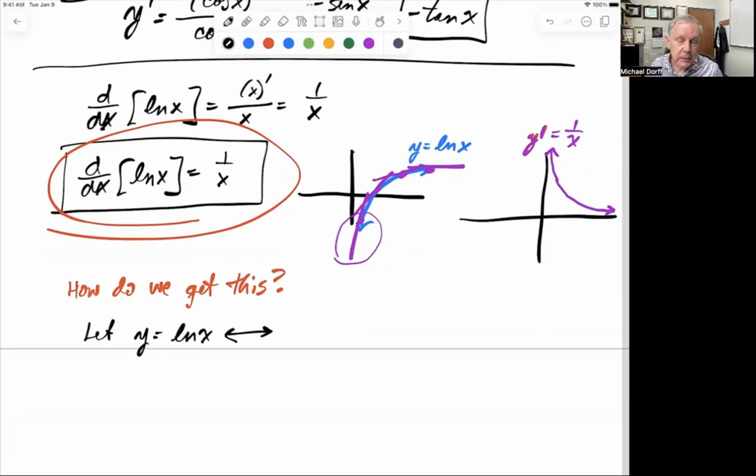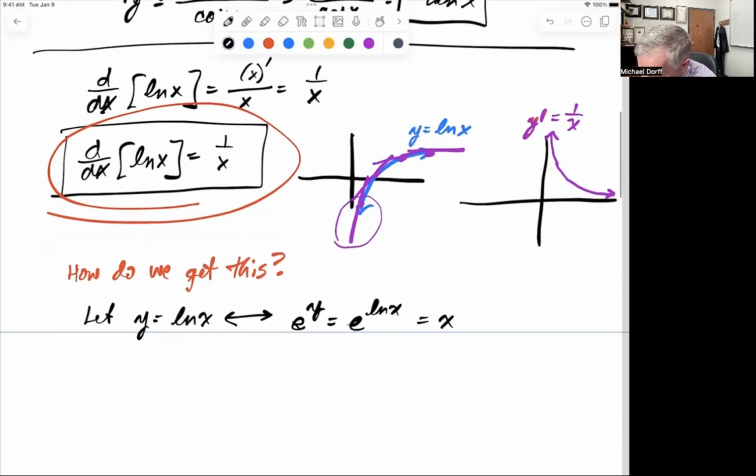Or if you don't remember that, what you could just do is take e and put it to the power of both sides of this equal part. So I get e to the y equals e to the natural log of x. And when I have e to the natural log, those disappear and I just get x. So y equaling natural log of x is the same thing as saying x equals e to the y.